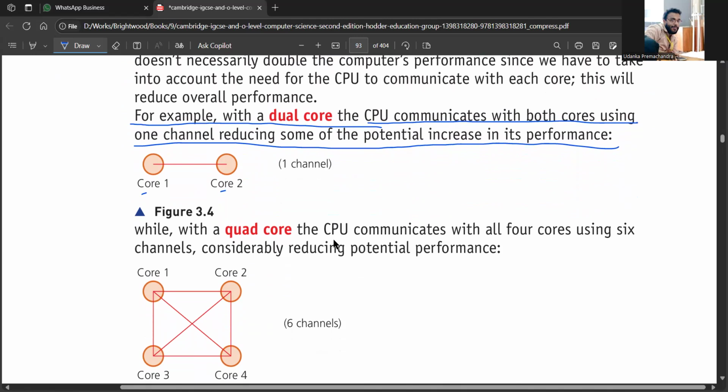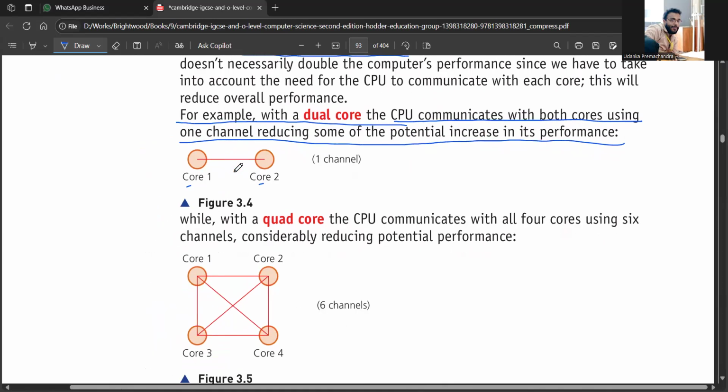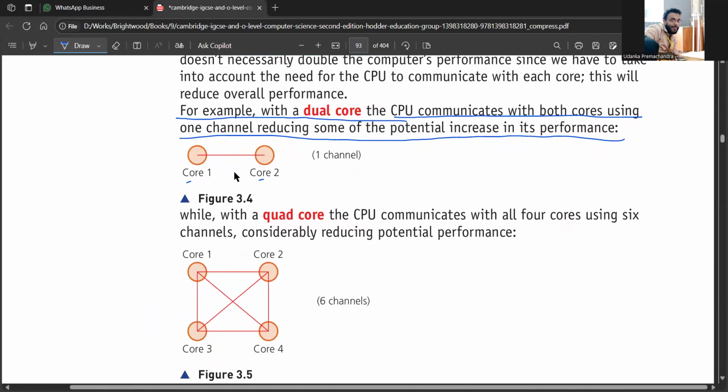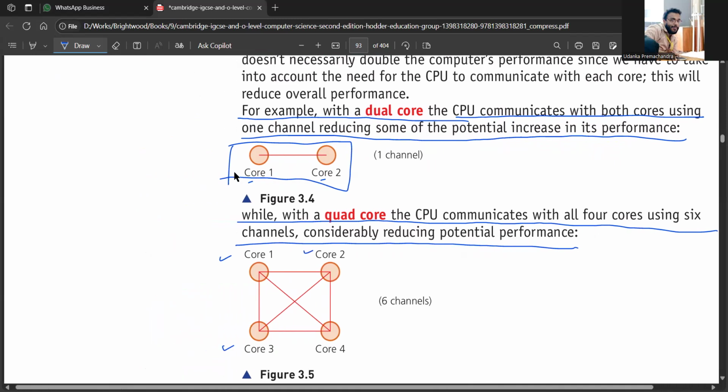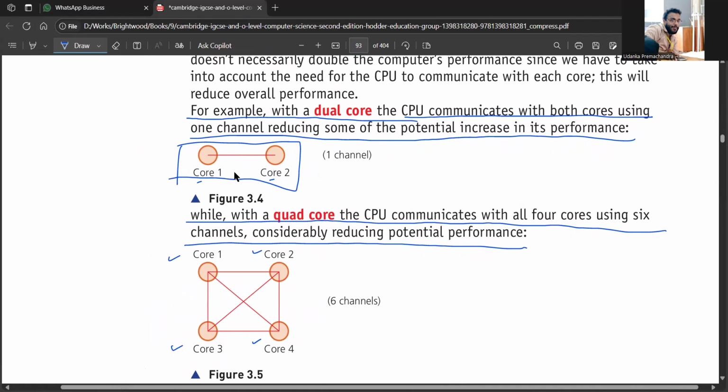And the quad core? In the dual core there is only one channel connection. Look here at the quad core, how many connections are there? It's better to draw this figure so you can clearly get the idea. With the quad core, the CPU communicates with all four cores, using six channels, considerably reducing the potential performance.